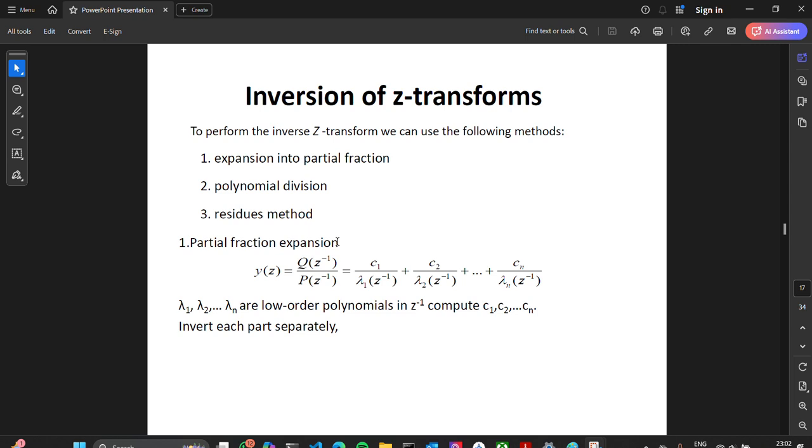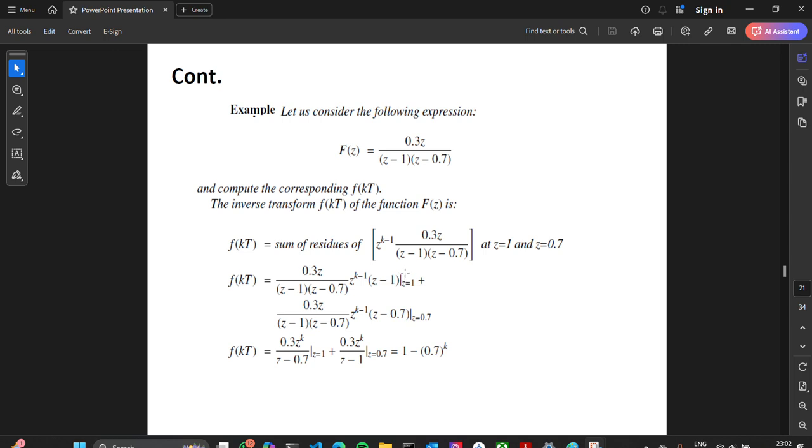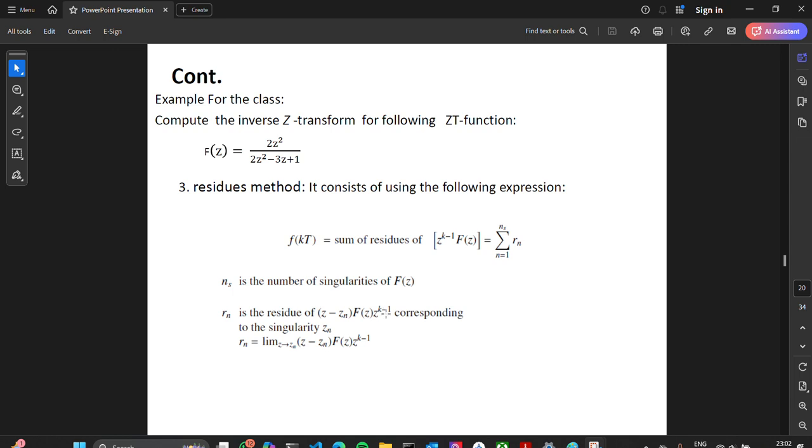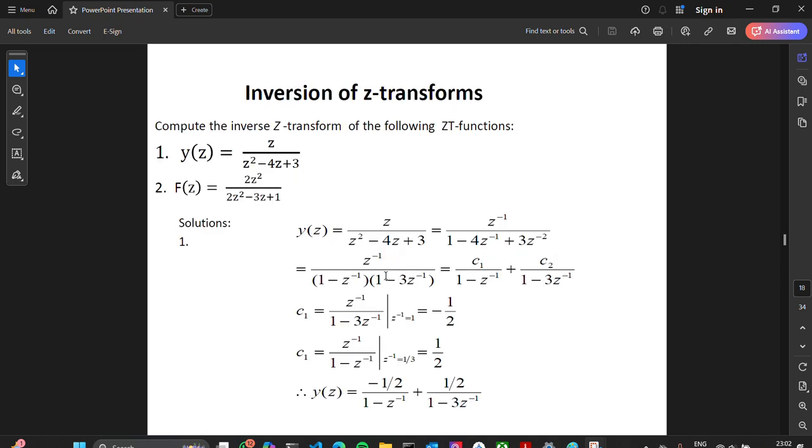But unless you want to make things hard for yourself, you're going to do partial fractions, okay? Don't worry about these other two methods. I mean, residues, I don't even know what all of this means. What is this? I don't know. And then inversion by long division? Why would you do this? Just stick to what you know, and that is partial fractions.